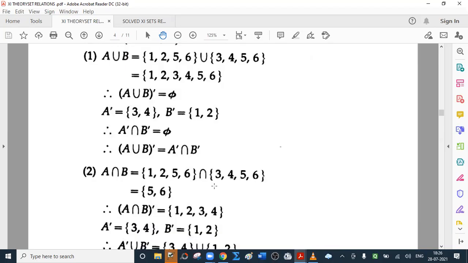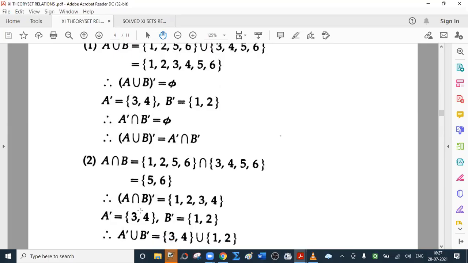Let us verify the second law also. A intersection B, common elements 5, 6. What is the complement? Elements which are not in A intersection B but are present in X. Those elements are 1, 2, 3, 4.